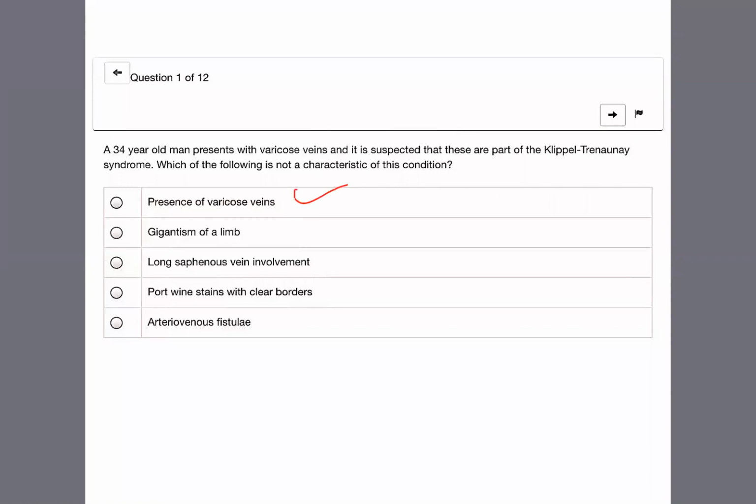I think it is the traumatism of the limb. Long saphenous vein involvement. Long saphenous vein involvement. Klippel-Trenaunay vein present on the right side of the leg. Exactly. While long saphenous in the... Yes, exactly. We just said it at the start.